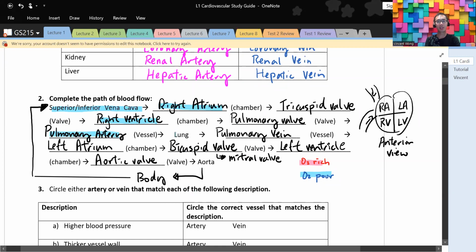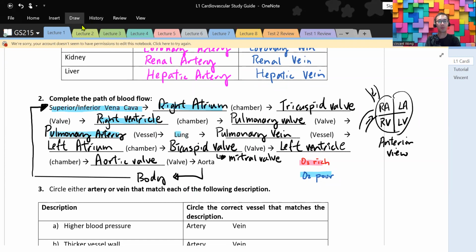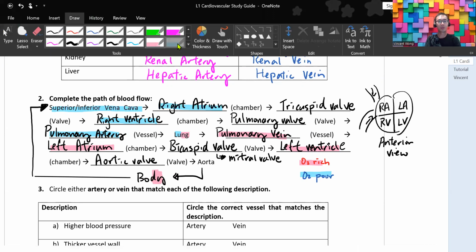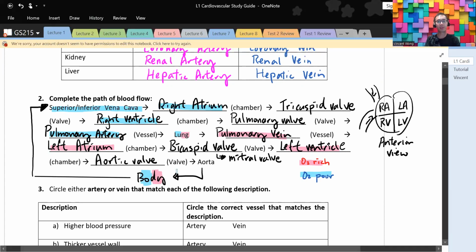Once you get to the lungs, they will turn from oxygen poor to oxygen rich. Okay, so we go from blue to pink, right, with our color code here. And then it will be oxygen rich all the way. Okay. And then when the blood goes through the body, it's going to go from oxygen rich to oxygen poor because you're using up that oxygen, right? Okay, and then the cycle repeats itself.